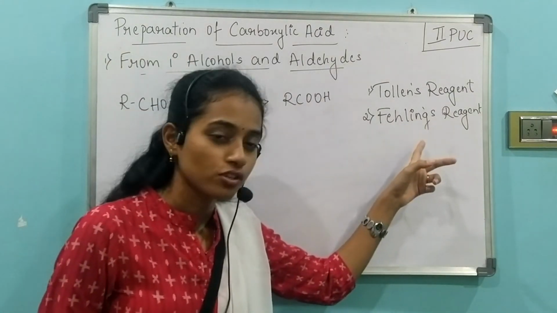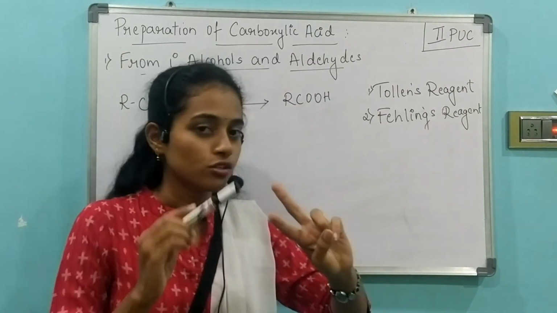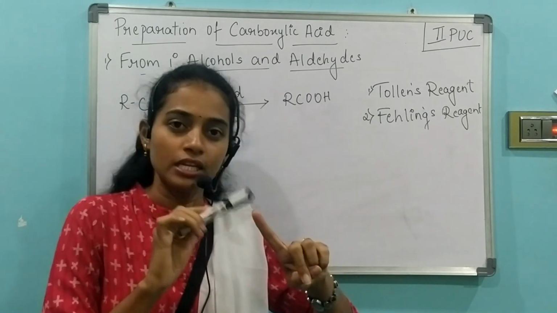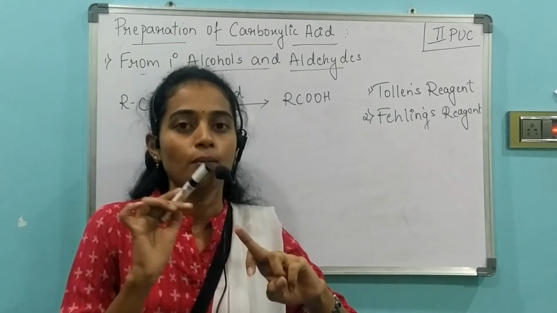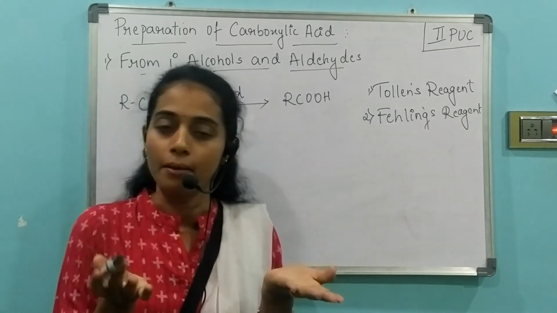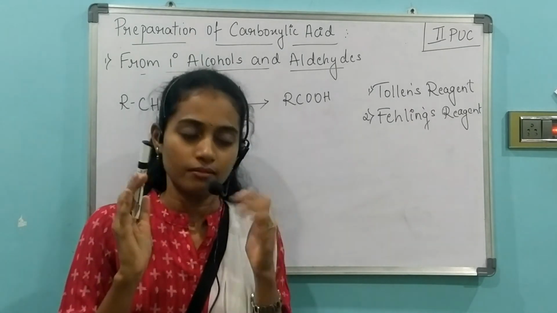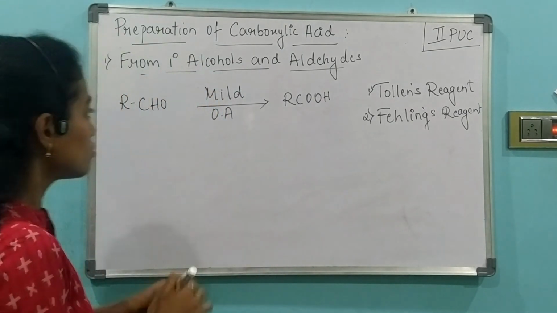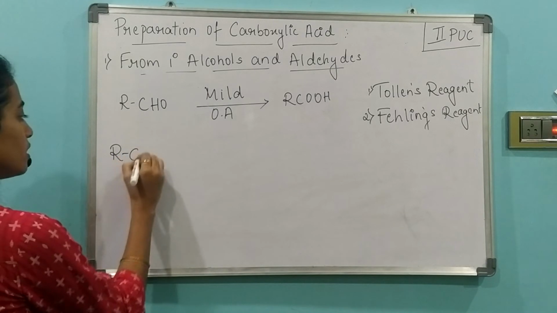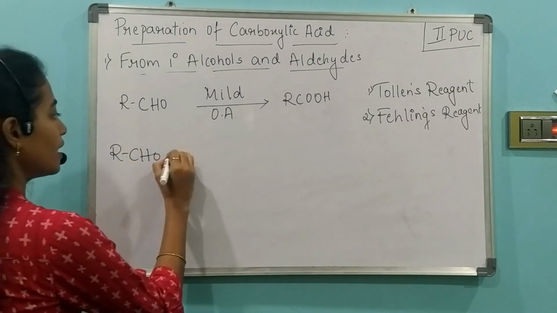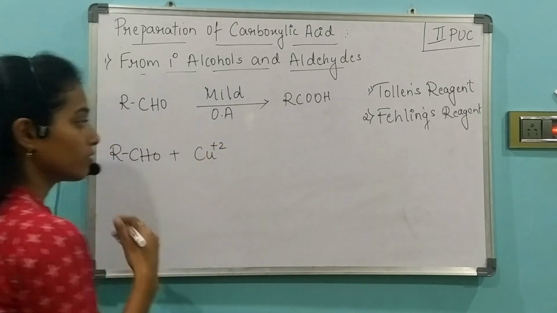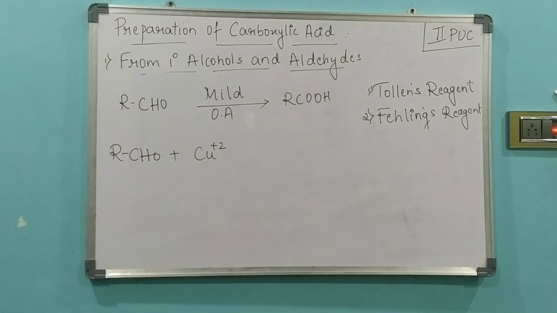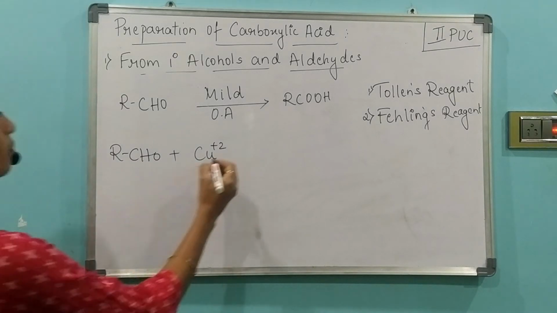What is Fehling's reagent now? We will be having two solutions, solution A and solution B. In solution A you will have copper sulfate. In solution B you will have potassium sodium tartrate. By mixing these two you are going to get the Fehling's solution. Fine. So here I will be taking the primary aldehyde and it reacts with the copper ion, that is Cu2+, which is blue in color, in the basic medium.